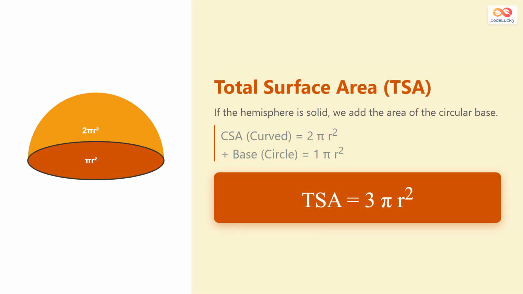However, if the hemisphere is a solid object, we must also measure the flat circular base. The area of that circle is pi r squared. Adding this to the curved area gives us the total surface area formula, 3 pi r squared.